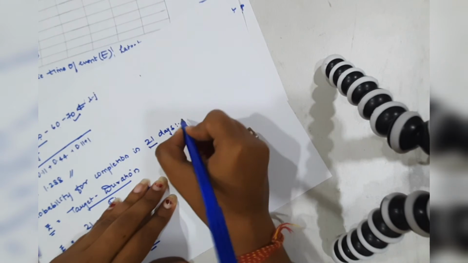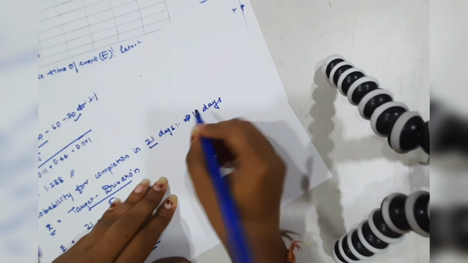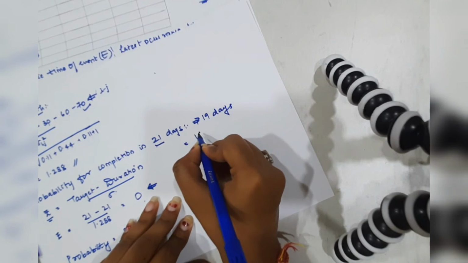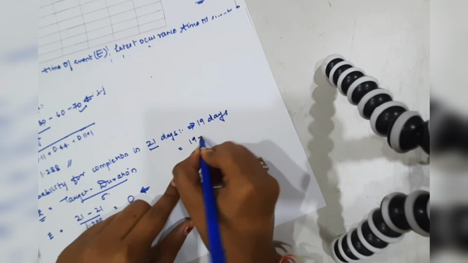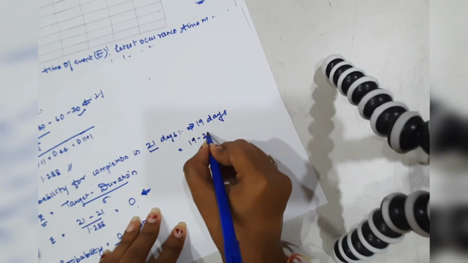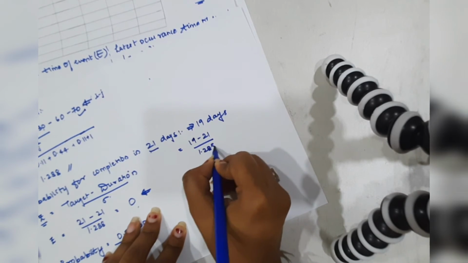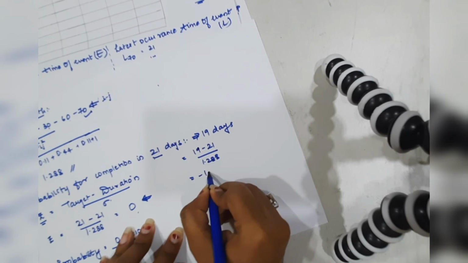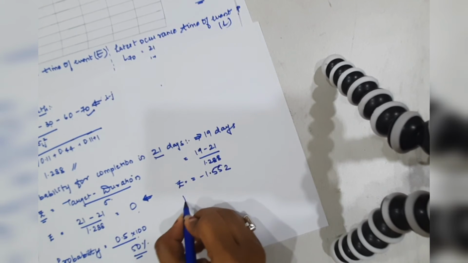Okay, so now sometimes this value may not be 21 but it could be 19 days, less than 21. So let us calculate for 19 days. So it would be the target, which is 19 days, minus the actual duration, that is 21 days, divided by sigma, which is 1.288, and this would give us a negative value, that is 1.552 at z. So now let's calculate the probability.